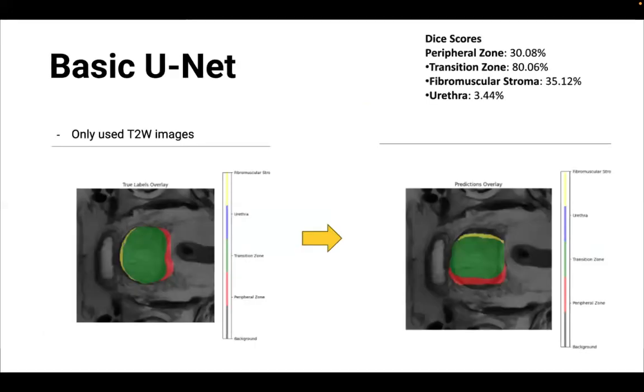With that being said, here are some of the results of our training. This is the evaluation function for a basic UNet model. On the left you'll see the true labels, and on the right, the predictions. They're almost 90 degrees off for some random reason. But our dice scores for this were 30% for the peripheral zone, 80% for the transition zone, 35.12 for the fibromuscular stroma, and 3.44 for the urethra. Those zones are just the ones that we were trying to predict.